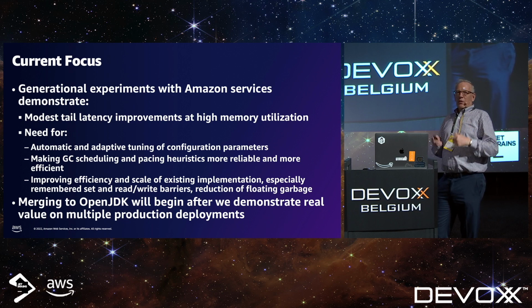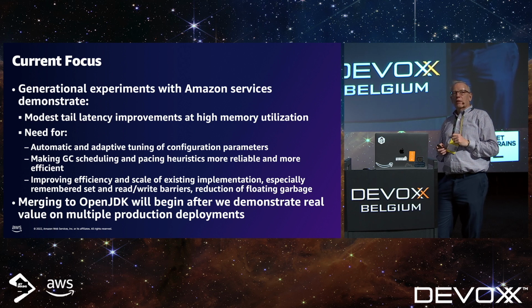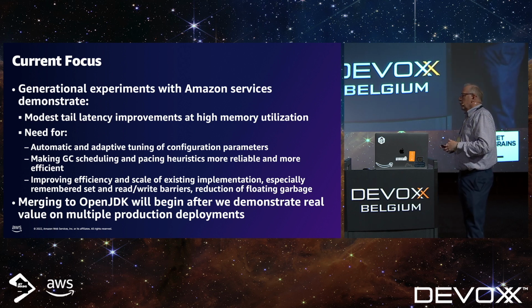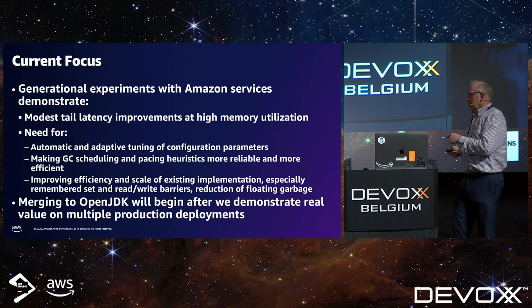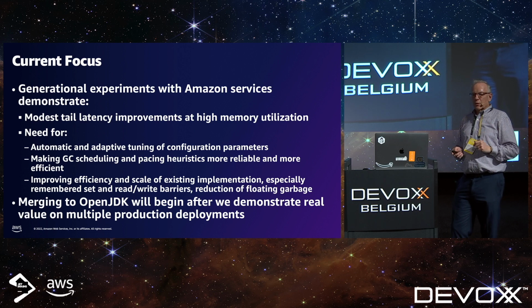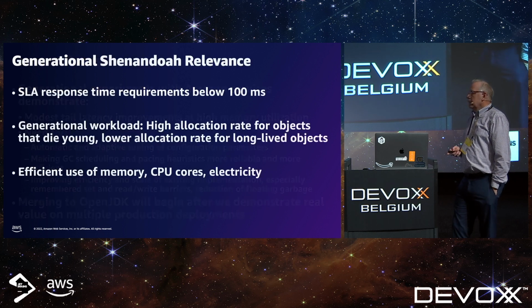This work at the current time is upstreamed in the GitHub repository for the Shenandoah project. It is not merged with OpenJDK mainline at this time. After we can demonstrate the real value on multiple production deployments, we will begin the process of merging it into mainline OpenJDK.